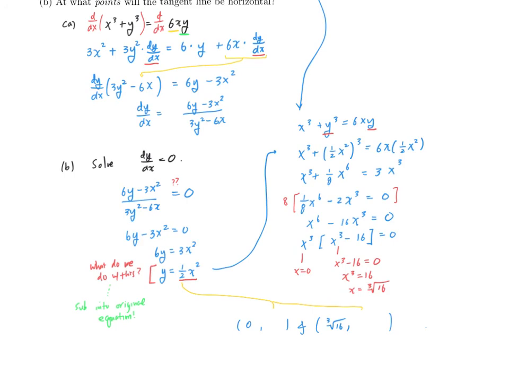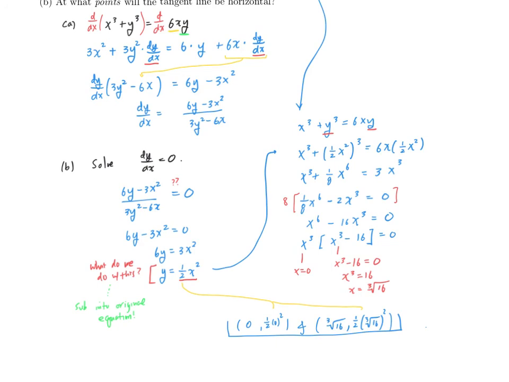So if x is 0, y is going to be 1/2 times 0 squared, which I know is just 0, but I'm going to leave it in this form. And if x is the cube root of 16, y is 1/2 times the cube root of 16 quantity squared. And these are the 2 points on our curve where the tangent line will be horizontal.